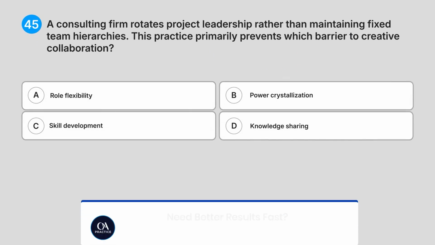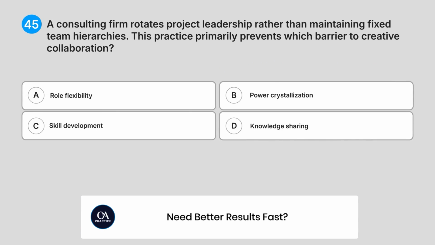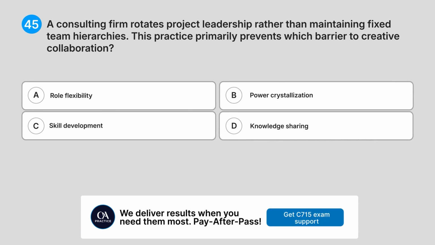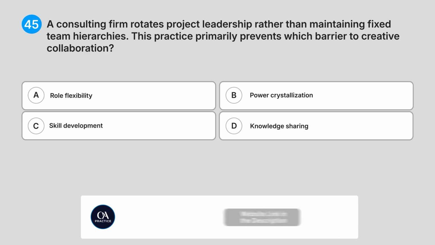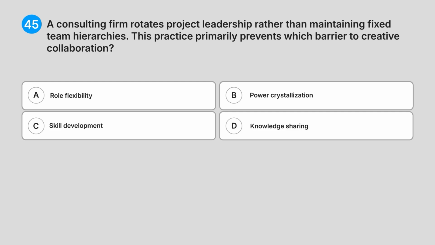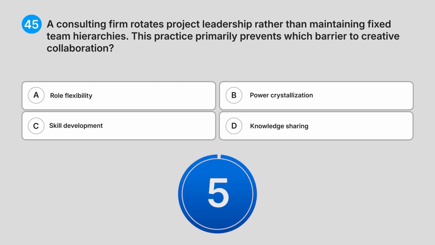45. A consulting firm rotates project leadership rather than maintaining fixed team hierarchies. This practice primarily prevents which barrier to creative collaboration? A. Role flexibility. B. Power crystallization. C. Skill development. D. Knowledge sharing. Do you know the answer?